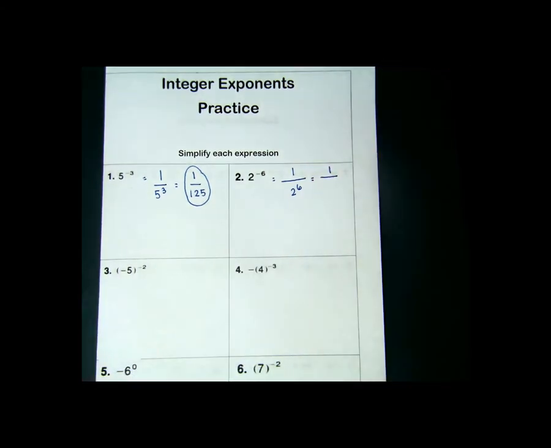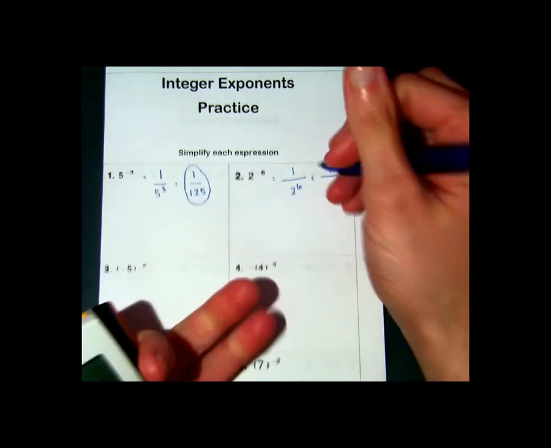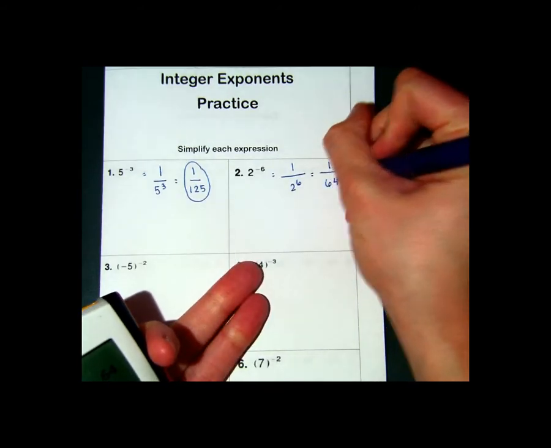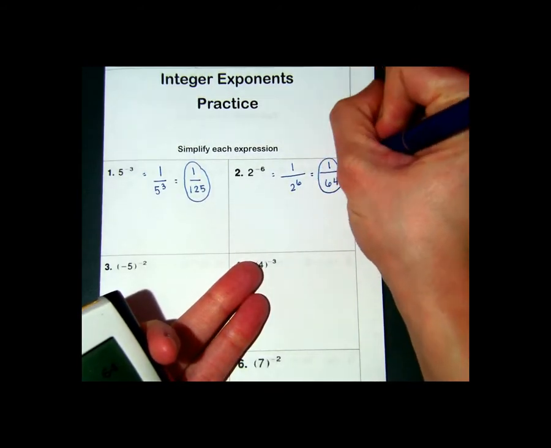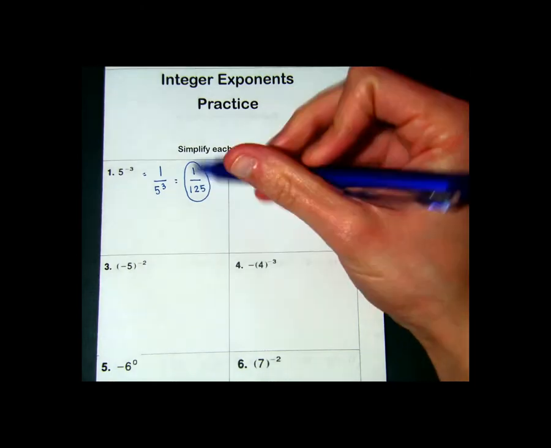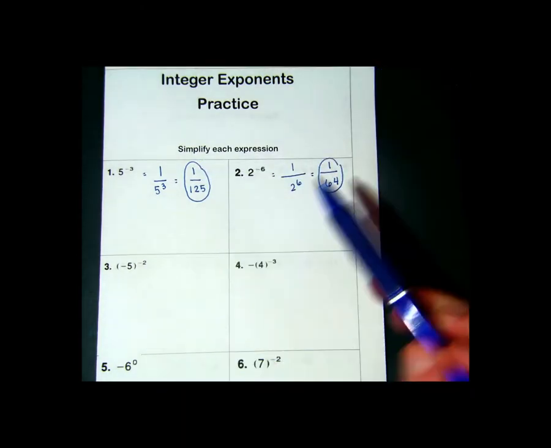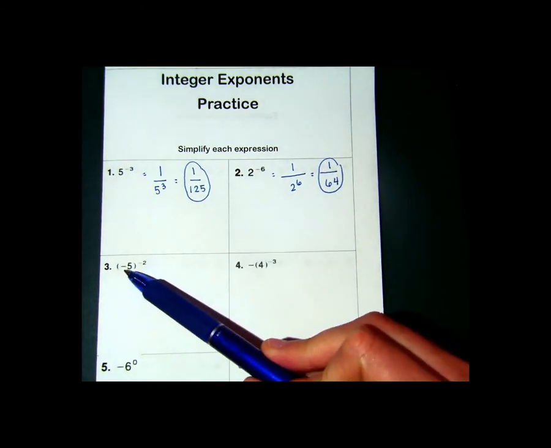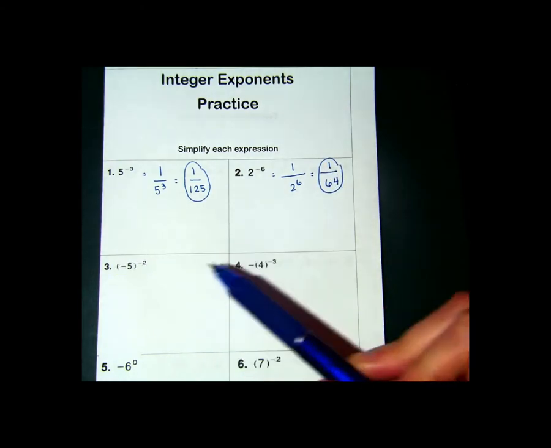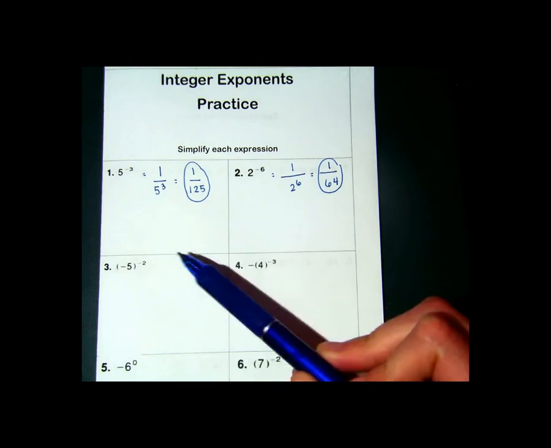And 2 to the 6th power is 64. So my solution is 1 over 64. Not necessarily solution, I'm not solving anything, I'm just simplifying as it states here. Alright, notice, and this becomes very important, that my parentheses are around the negatives inside those parentheses.